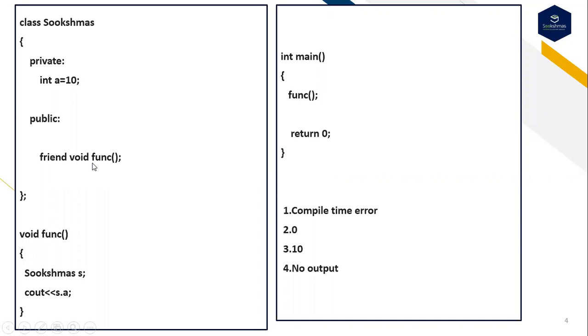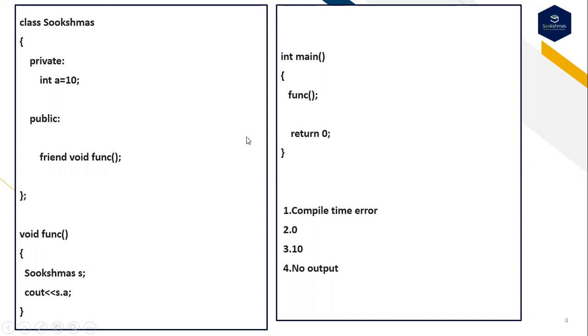Why we need to go for the friend function? If you want to access any private variable outside the class, then we need to go for the concept called friend function. This is the class Sookshmas. Here we have a variable that belongs to the private section, int a is equal to 10, and this function belongs under the public. And now we are taking this function outside the class.